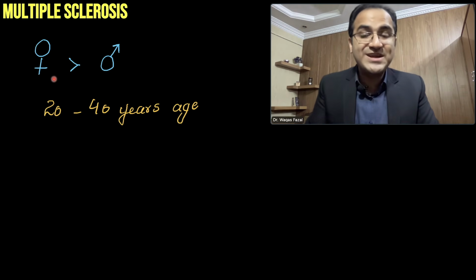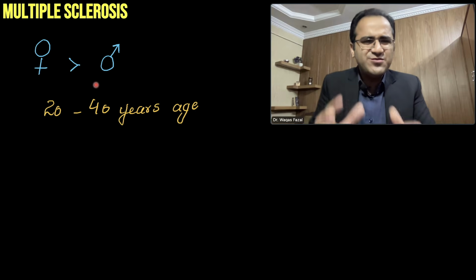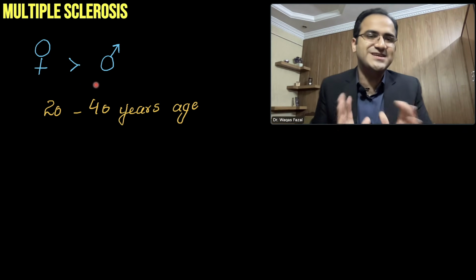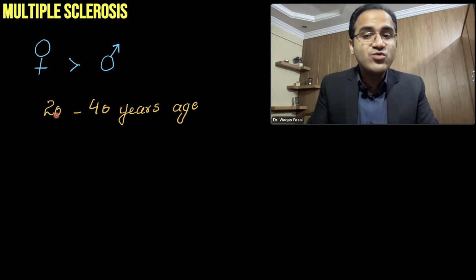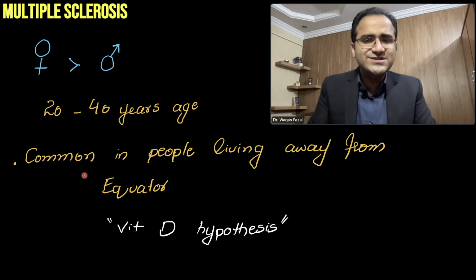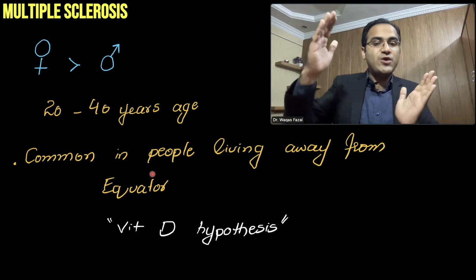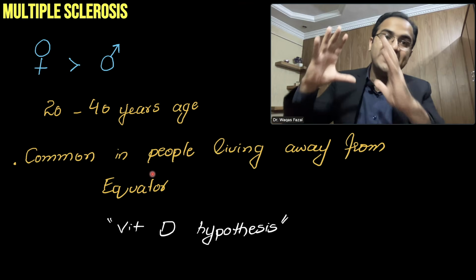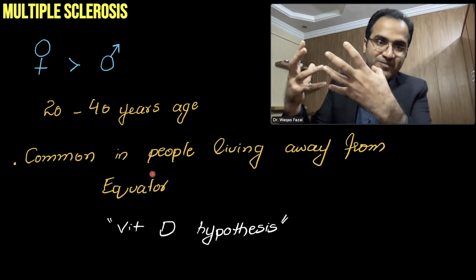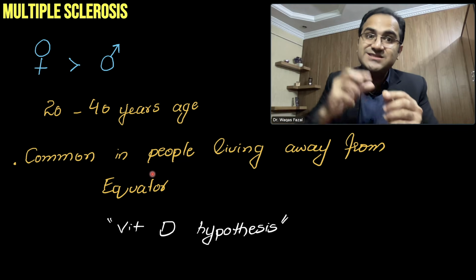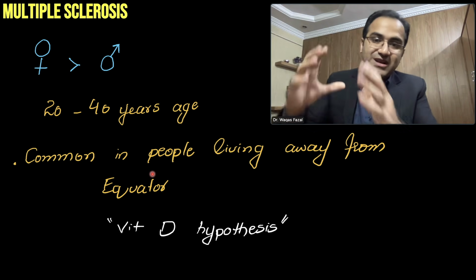It is more common in females as compared to males, and if you see, all the autoimmune diseases are usually more common in females as compared to males. It is more common in young females, 20 to 40 years of age. And an important point to remember is that it is commonly seen in people who are living away from the equator, meaning the people who are living in areas where there is more cold, in cold climates. It is a disease that is associated with cold climates.